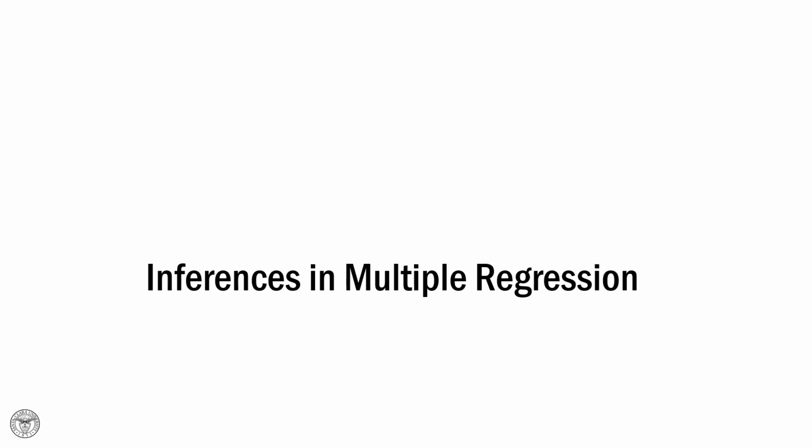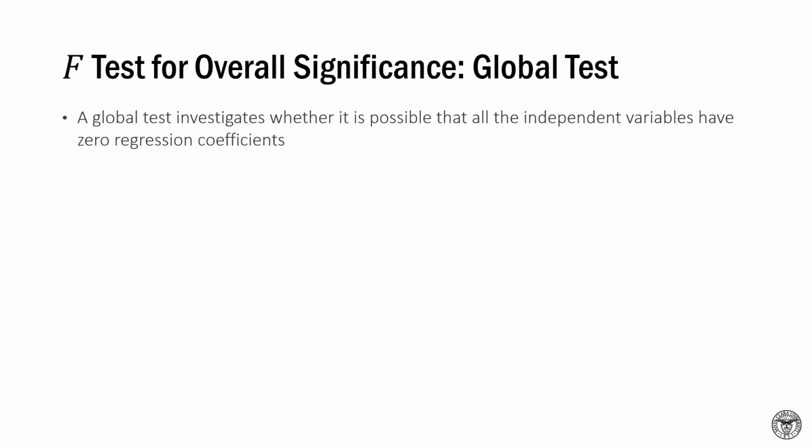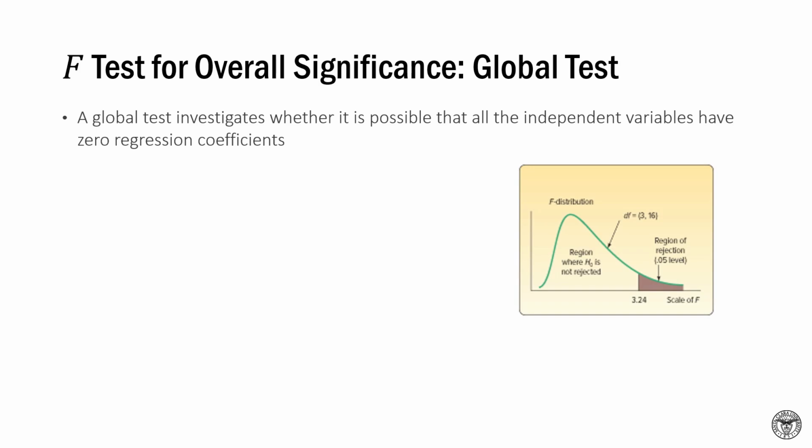This video will discuss how to interpret inferences in multiple regression, particularly the F-test and T-test. The F-test is a global test used to evaluate the significance of the entire model, as well as the significance of individual independent variables. This test is based on the F distribution, a continuous probability distribution that frequently arises in statistics.